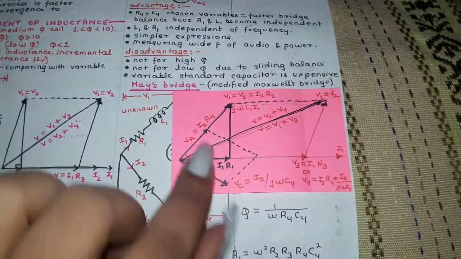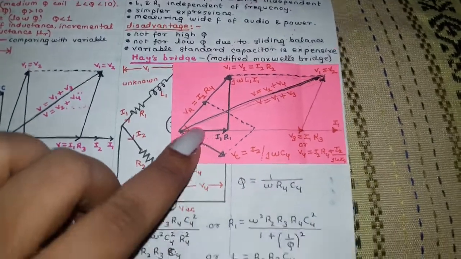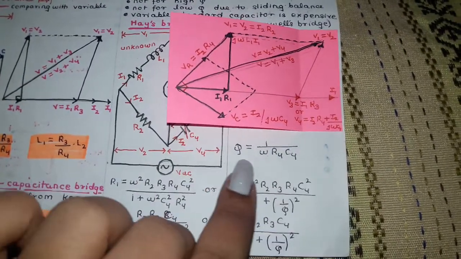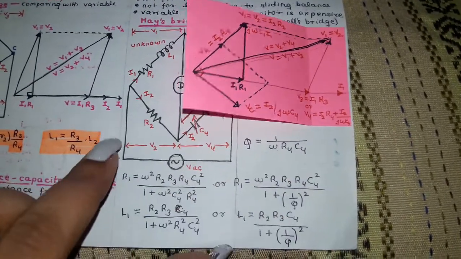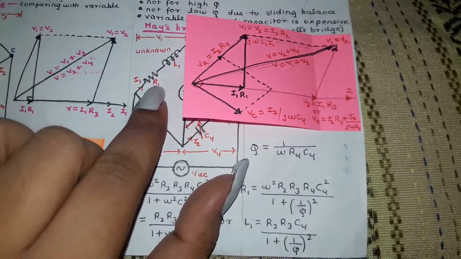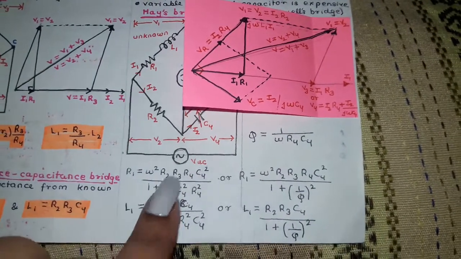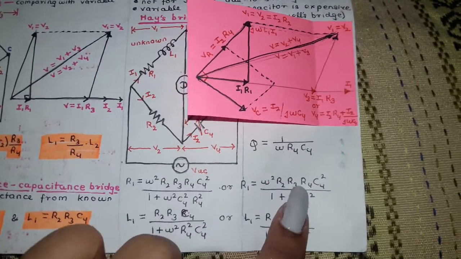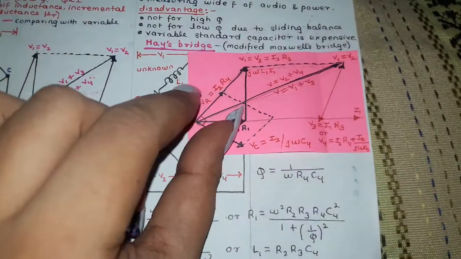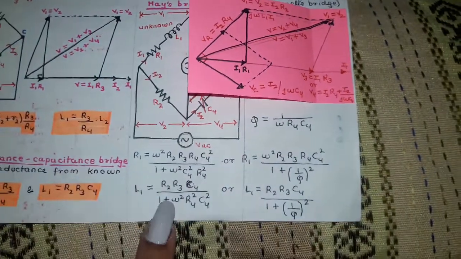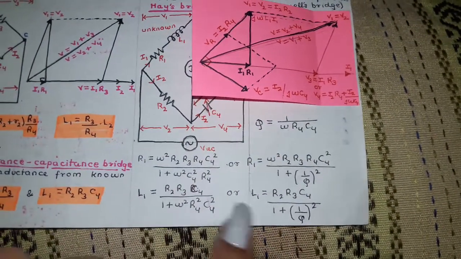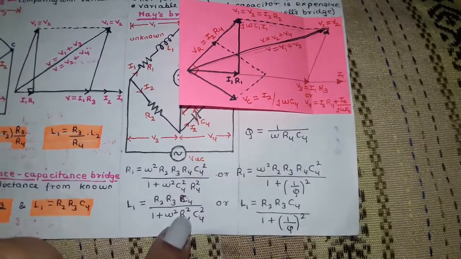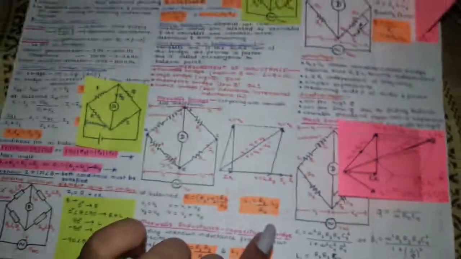This is the desired phasor diagram. Now the quality factor is given by this particular formula, and at balanced condition your unknown resistance is given by this formula or this formula. As per the data given in the question, you can choose either formula. Then unknown L is given by this formula or this formula, as the case may be in the question. Okay, this is all for part 2.